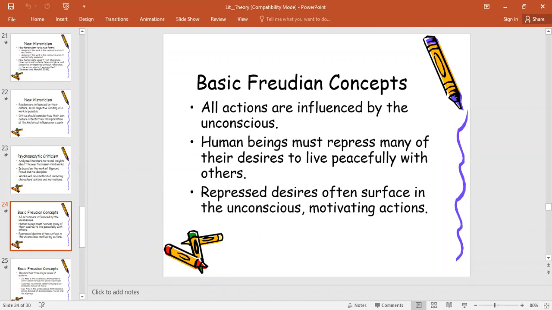Basic Freudian concepts. All actions are influenced by the unconscious. Conscious, unconscious, subconscious mind, we have already discussed. Human beings must repress many of their desires to live peacefully with others. This is the most important thing: sometimes we control our desires. Control our desires for what? To live peacefully with others.